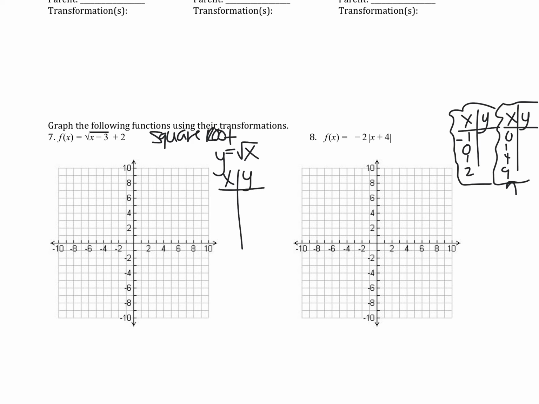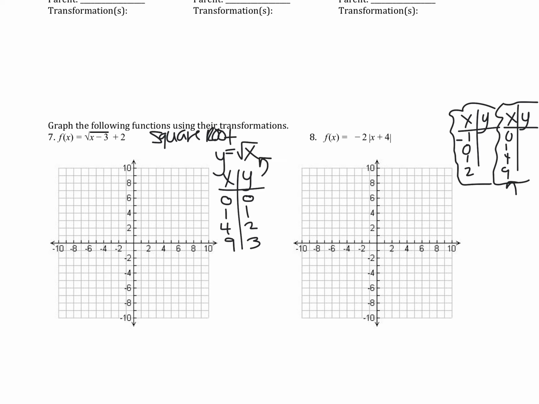So since this is square root, I can't take the square root of a negative, so that's where I'm going to start with 0, and I'm going to use perfect squares so that I can get nice numbers out. Square root of 0 is 0, square root of 1 is 1, square root of 4 is 2, square root of 9 is 3. So again, I'm just looking at the parent function.